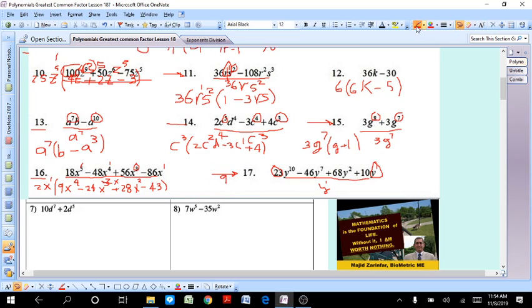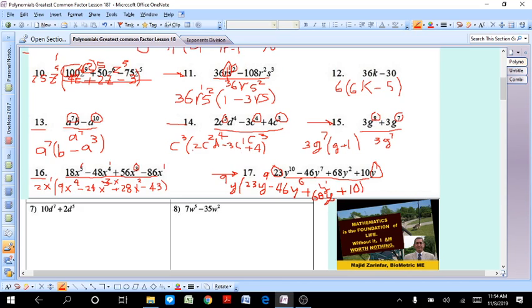So what do we have here? We have y times 23, y to the 9th, because we are subtracting 1, minus 46, y to the 6th, 7 minus 1 is 6, plus 68, y, 2 minus 1 is 1, plus 10. y divided by y is 1. So this is the answer for question number 17.